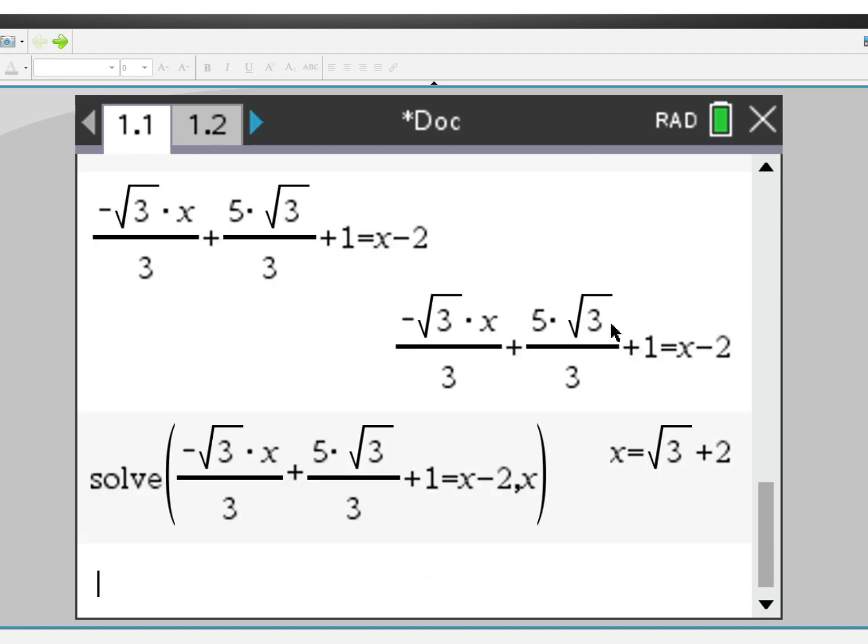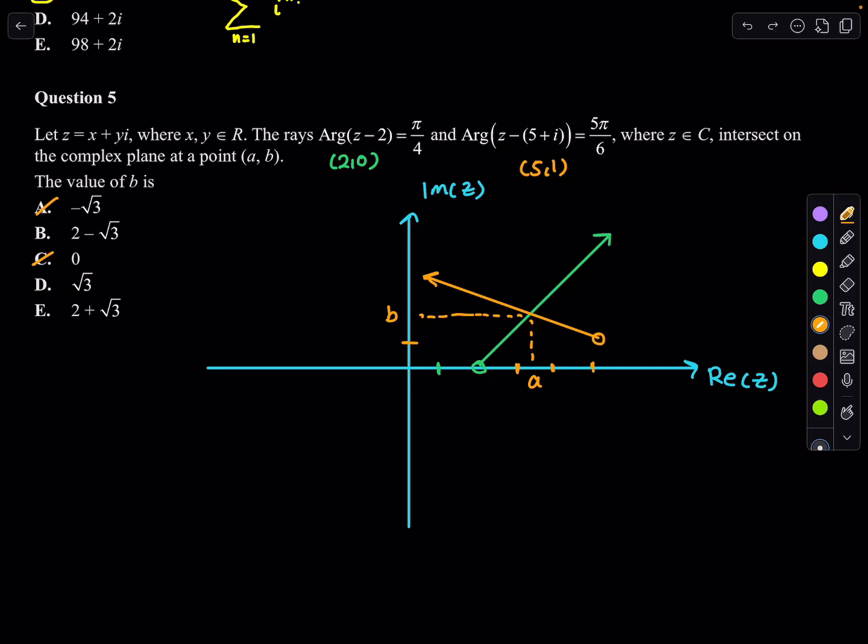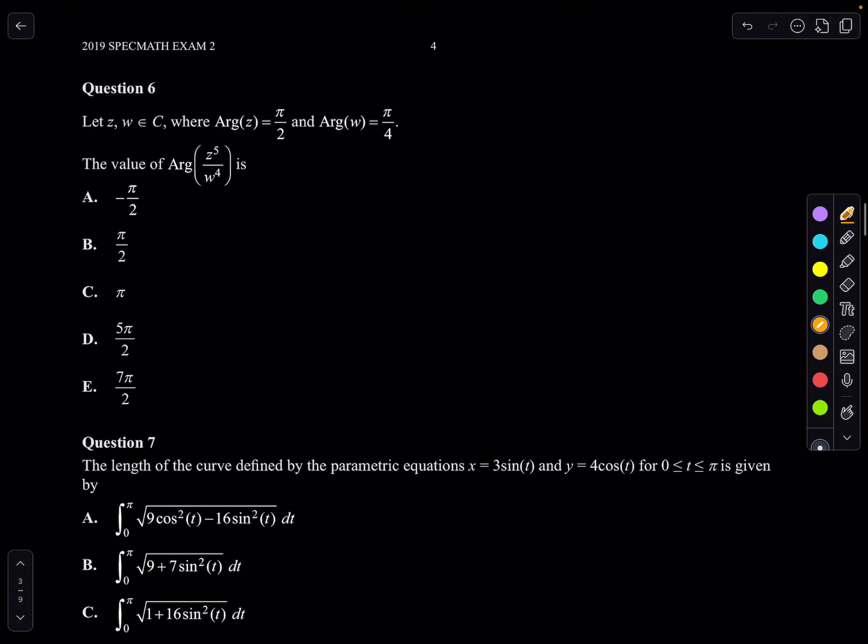And so this x value is basically your A value, but we want our B value, which you can sub into any equation because it's a point of intersection. So I'm going to sub it into this easy one over here. And so your actual B value, your y value, is root 3. So that should be your answer. So choose D for 5D. Yep. Beautiful. Okay, next question.